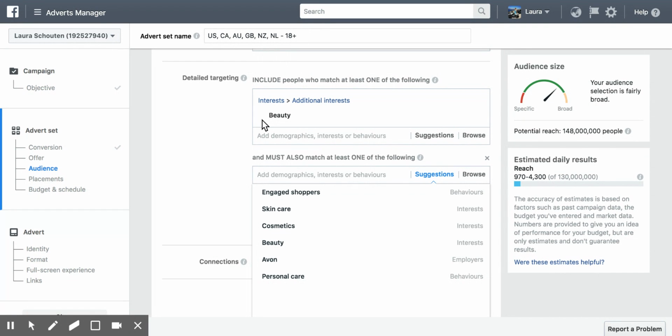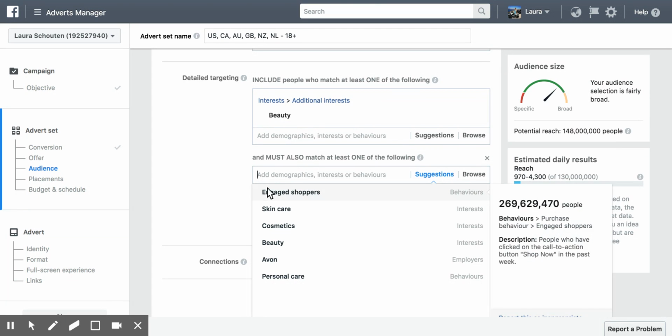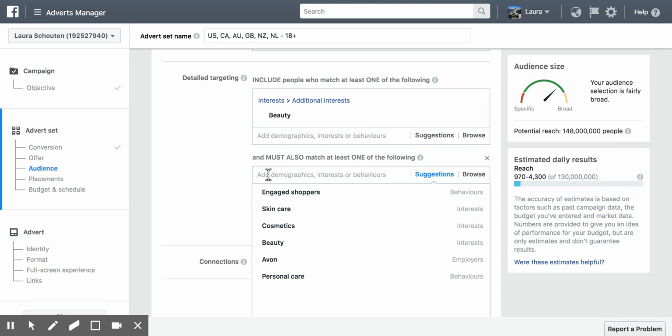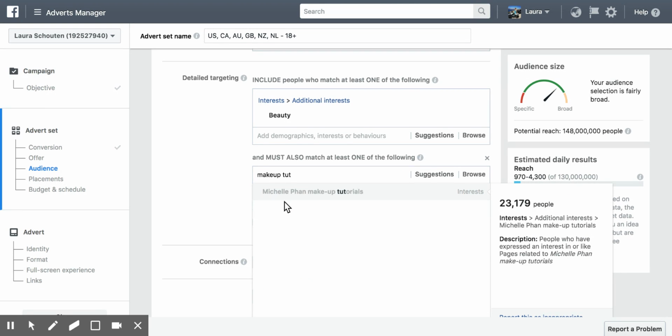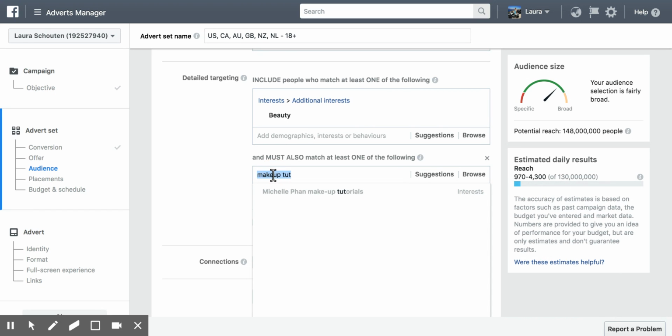So beauty can be a very broad interest, right? But then all of a sudden I'm going to try and test something here. Think about who's a really, really passionate beauty person. I would say people who watch makeup tutorials. Let's see if there's them. Makeup lessons. Okay, so these are people. Let's see if tutorials comes up. No. Oh, that's okay. We'll just look up for something else.